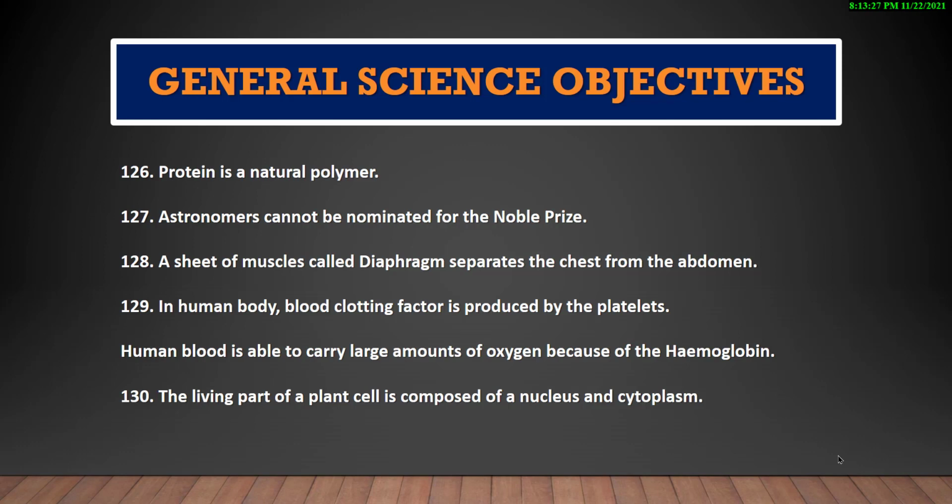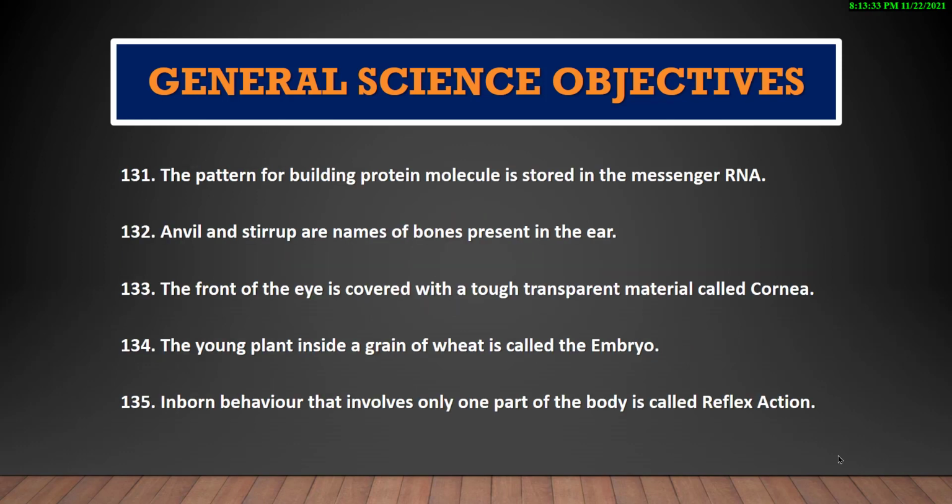The living part of a plant cell is composed of a nucleus and cytoplasm. The pattern for building protein molecule is stored in the messenger RNA. Anvil and stirrup are names of bones present in the ear. The front of the eye is covered with a tough transparent material called cornea.